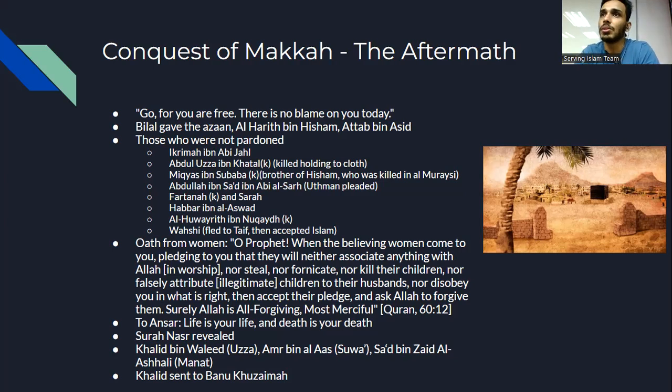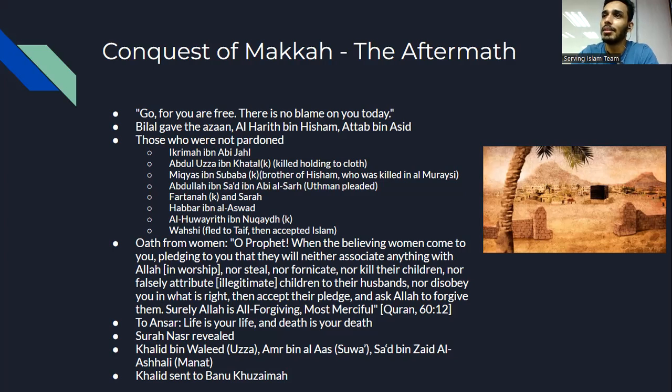So Habbar bin Aswad was also on the list of the nine people who had to be killed. But he was later spared, let go of. He became a Muslim and asked for forgiveness, so he was spared. And anyone knows Habbar bin Aswad, he has an interesting relationship with the, not relationship, but anyone knows the Habbarid dynasty?